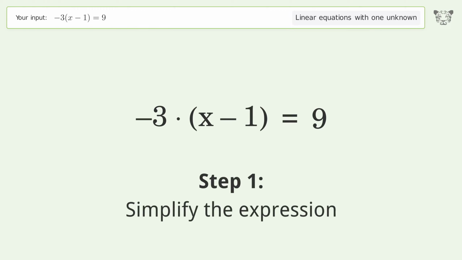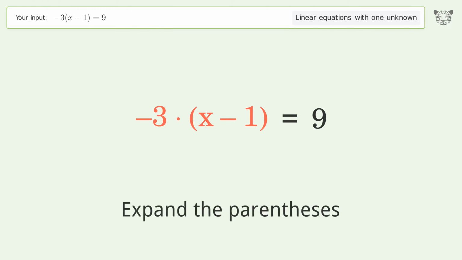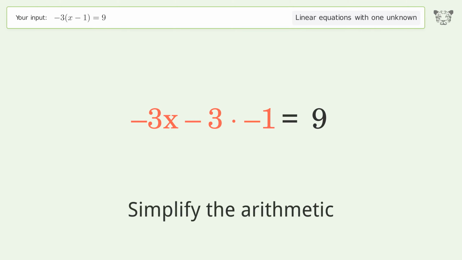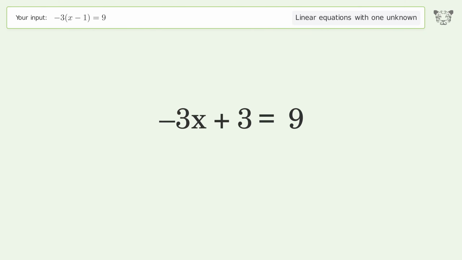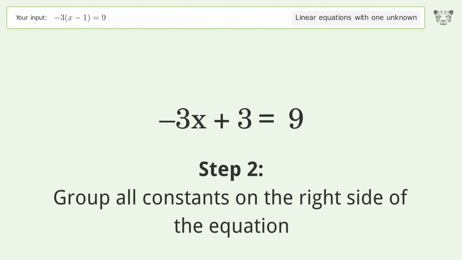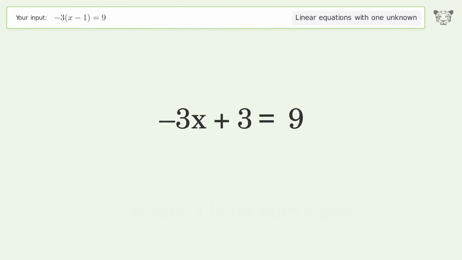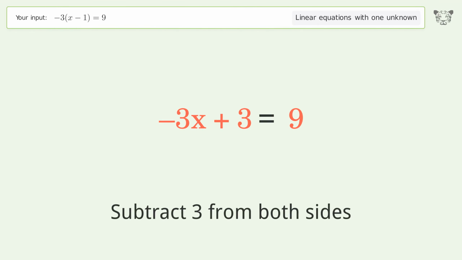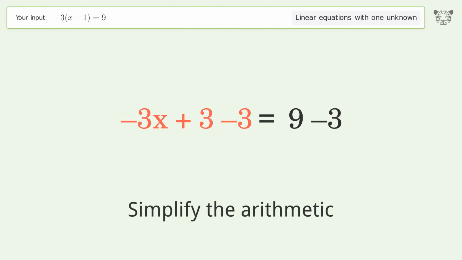Simplify the expression. Expand the parentheses. Simplify the arithmetic. Group all constants on the right side of the equation. Subtract 3 from both sides. Simplify the arithmetic.